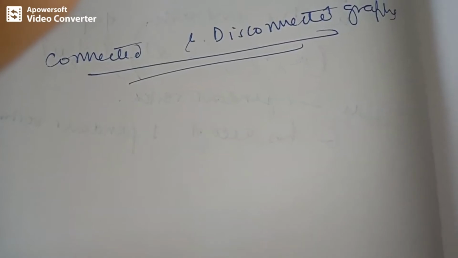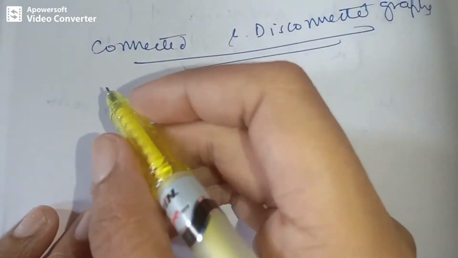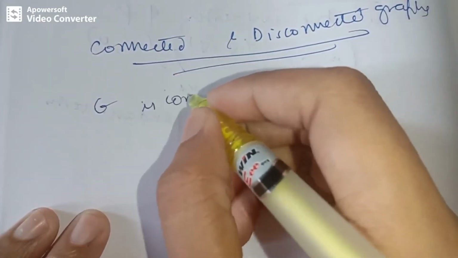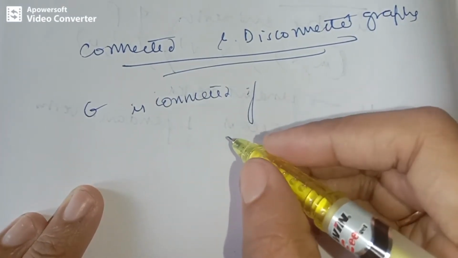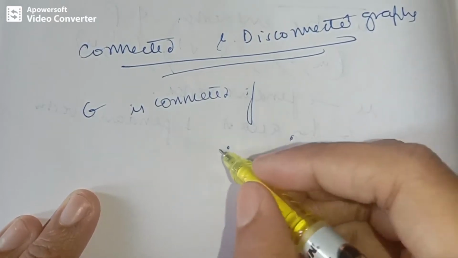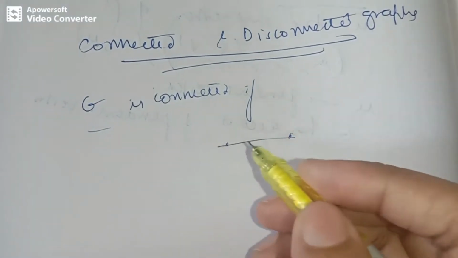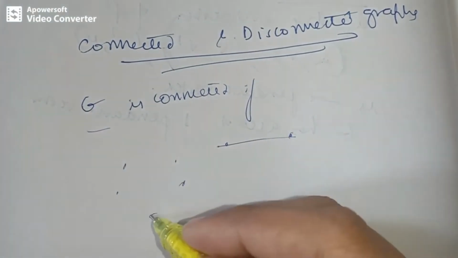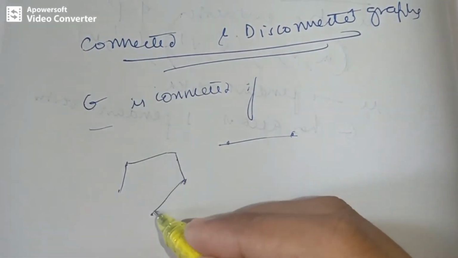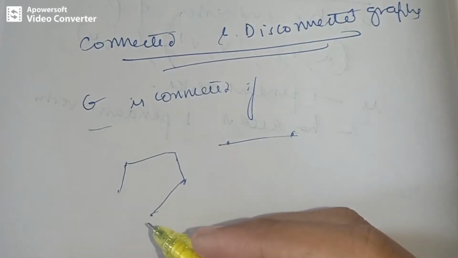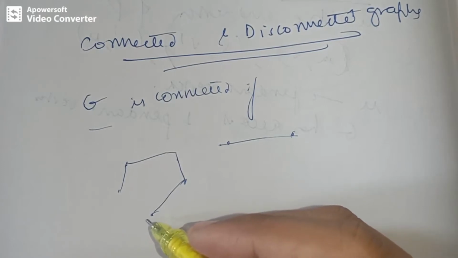First of all, let's see the definition of a connected graph. A graph G is said to be connected if there exists a path, or if every pair of distinct vertices is connected. Then we can call the graph G a connected graph. So for every pair of vertices there should be a connection. There we call it a connected graph.